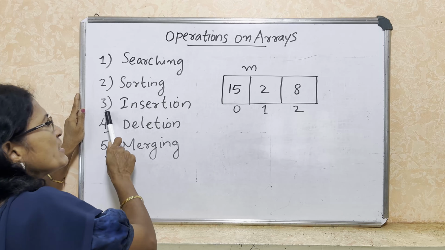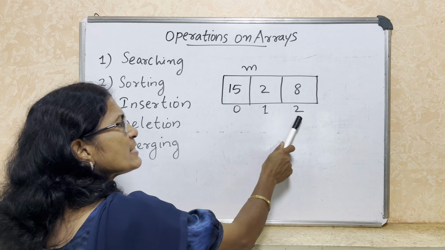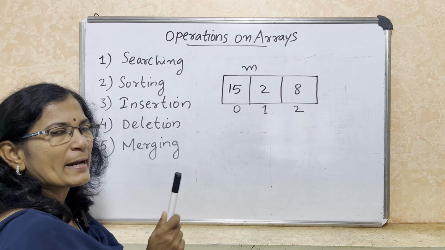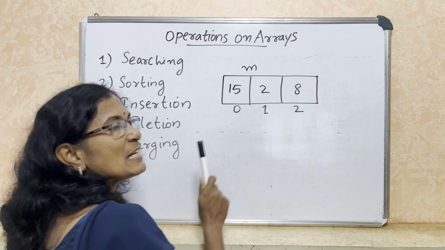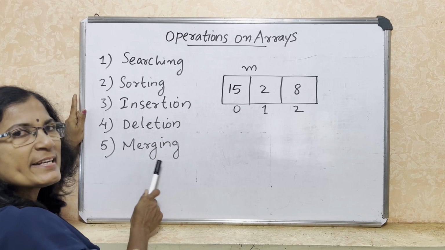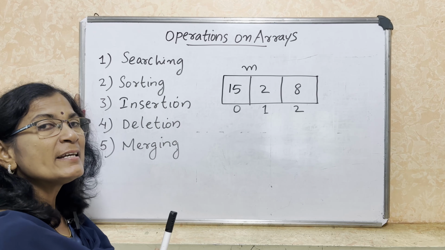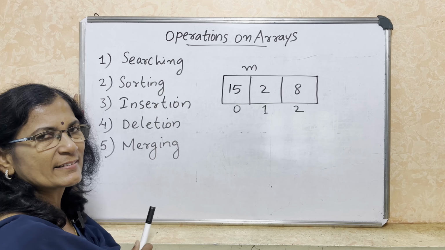The next operation is insertion. If you want to insert a value within this array in between 2 and 8, it is possible through a program. The next one is deletion: an unwanted element from the array can be deleted through a program. The last one is merging. Through merging operation, you will be able to combine the elements of two arrays together into a single array.